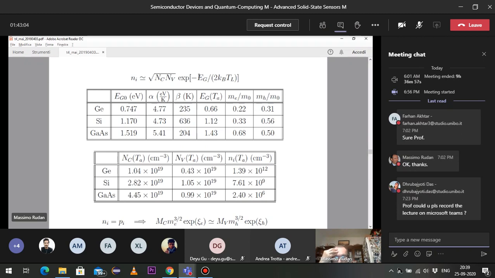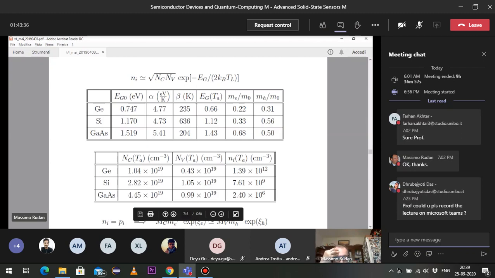So you see that a narrow gap semiconductor like germanium has a very large intrinsic concentration. And an intermediate gap material like silicon has an intermediate one, about more than 100 times smaller intrinsic concentration, and a wide gap semiconductor has an even smaller intrinsic concentration, okay?